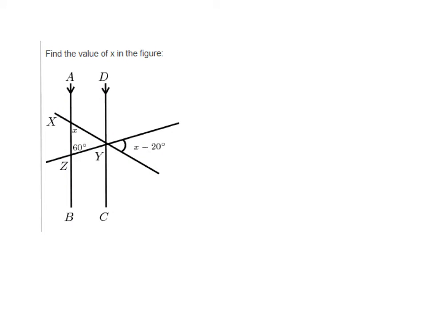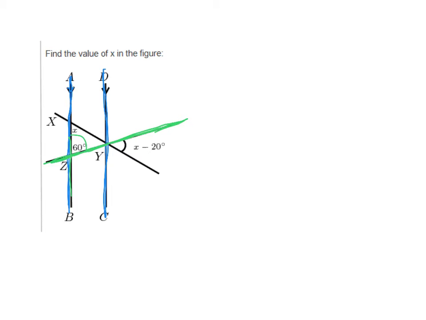Okay, now we're getting tricky. Find the value x in the figure. All right, I see I have parallel lines, so the first thing I'm going to do is trace my parallel lines. And then I'm going to trace one of my transversals. I know this measure is 60, so I'm going to trace the transversal that has 60 on it. So I know this is 60.